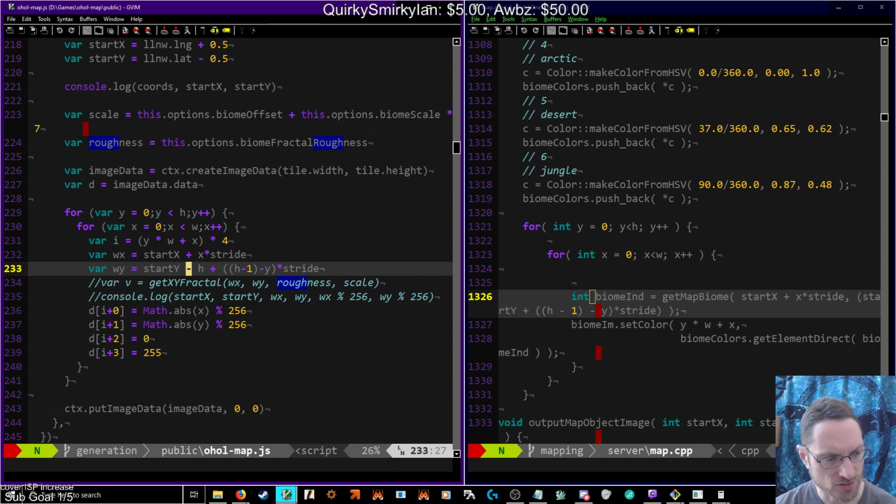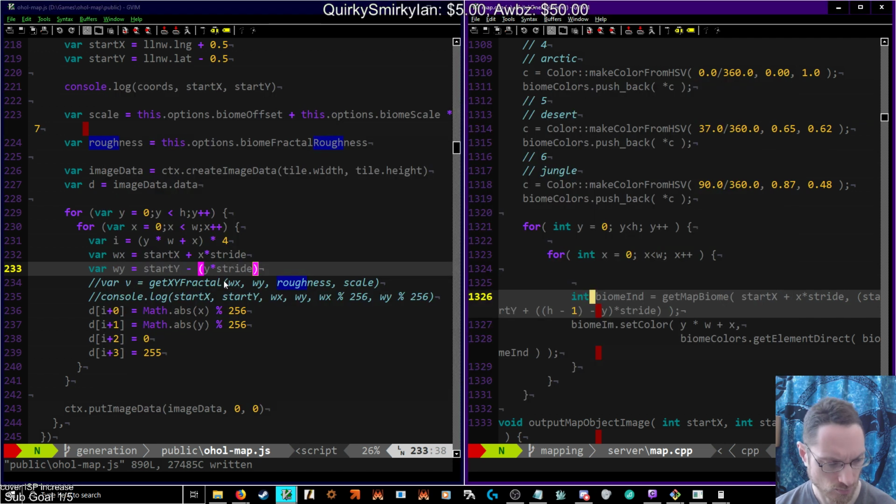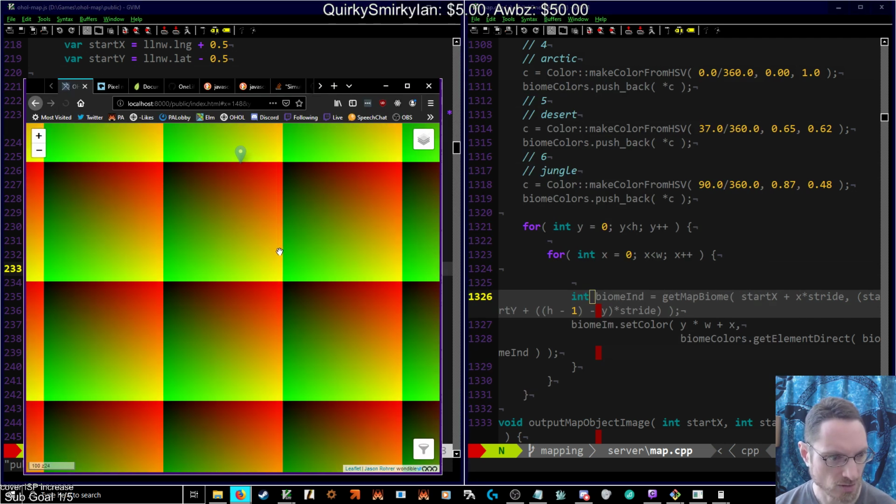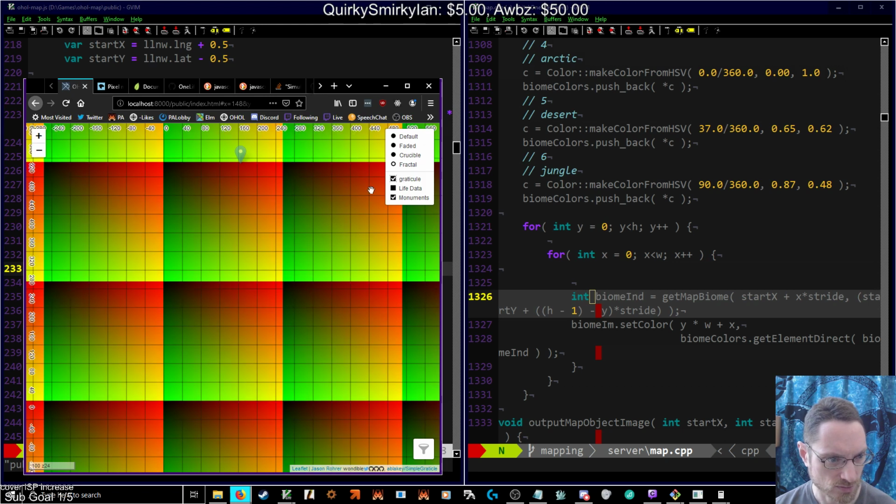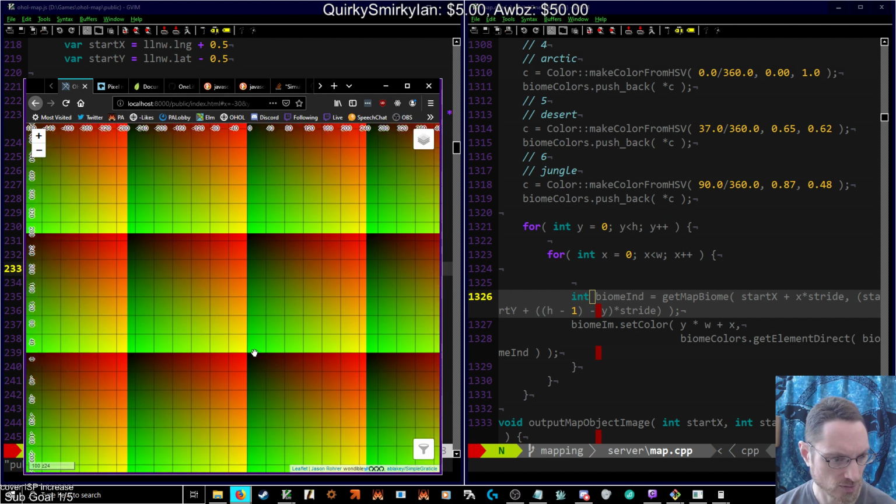So start y is going to start at the top. As we go down, we are going to subtract y from it. I did need the offset for the other biome function. So we're still graphing that stuff.